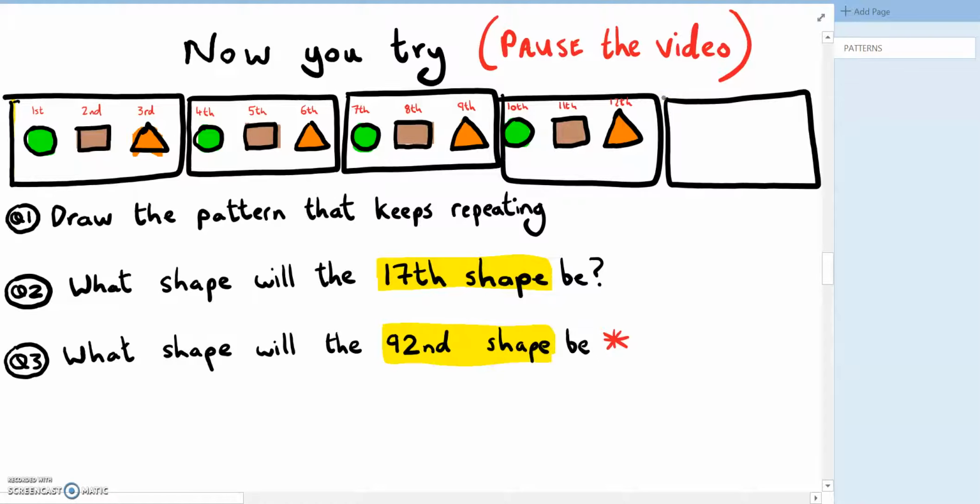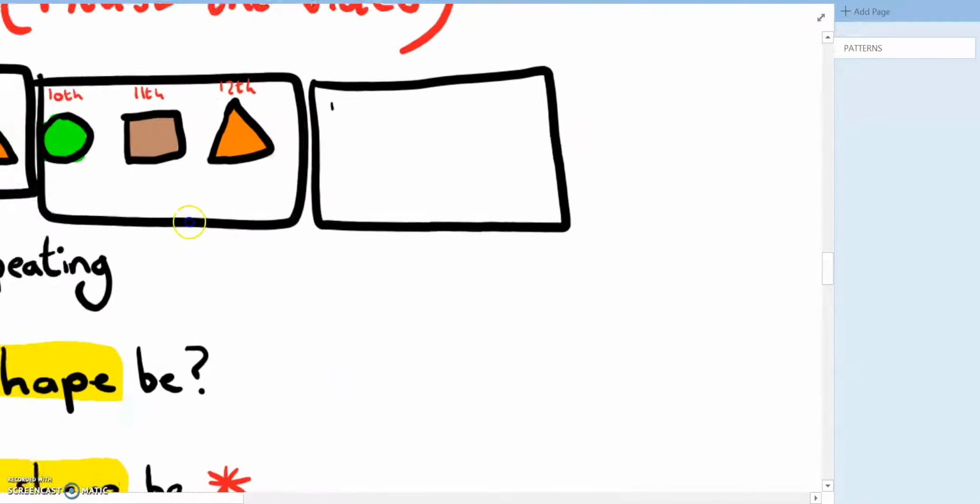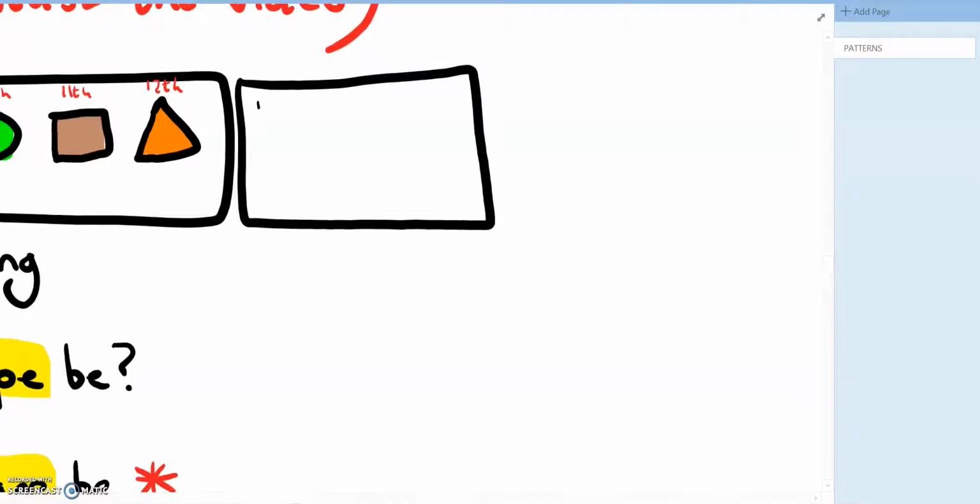Okay. What shape will the 17th shape be? Well, so far I've got 1st, 2nd, 3rd, 4th, 5th, 6th, 12th. I need to know the 13th. I can do this the kind of quickie way, or the non-maths way. I could just draw it out. 13th, 14th, 15th, 16th, 17th, 18th.